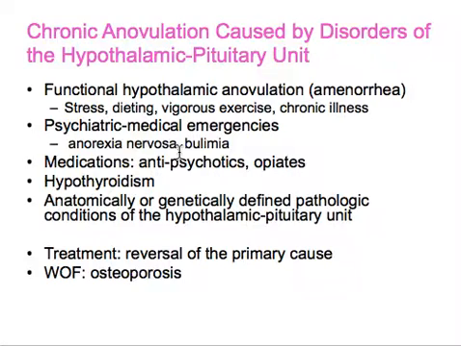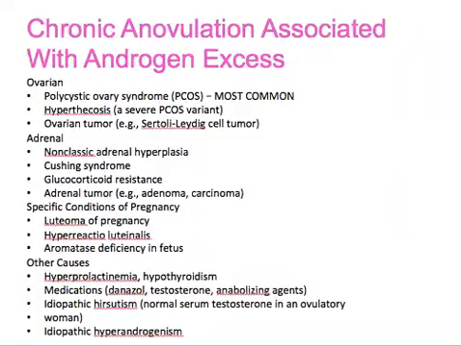So this will have an impact on your hypothalamus and all these other things also. Okay, so because of the chronic anovulation, some of this will have an effect on your bones, primarily on your osteoporosis. So the treatment will be the reversal of your primary cause, of course.